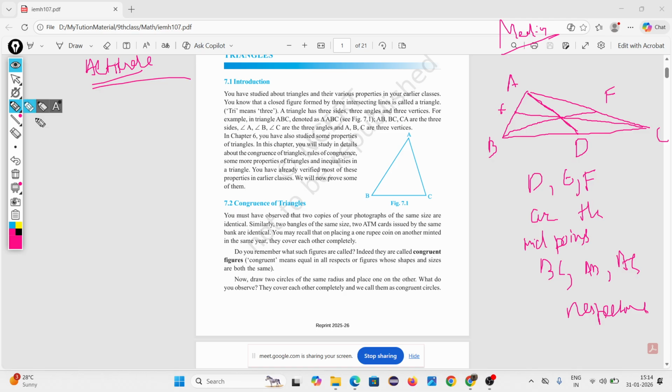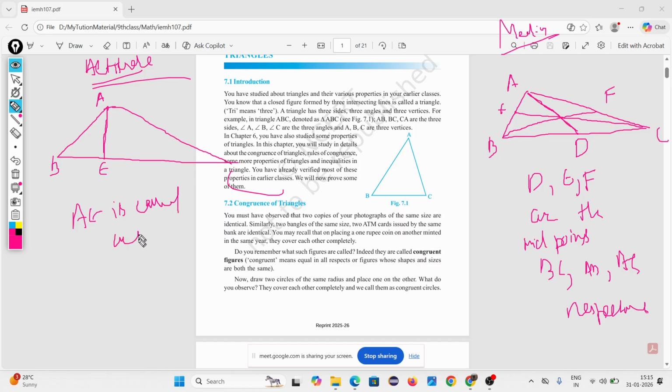But altitude means, look, same ABC triangle. If I draw a perpendicular, I don't know whether it is touching the midpoint of the opposite side or not. The line forming from a vertex to the opposite side at 90 degrees is called an altitude. Here AE is called the altitude.